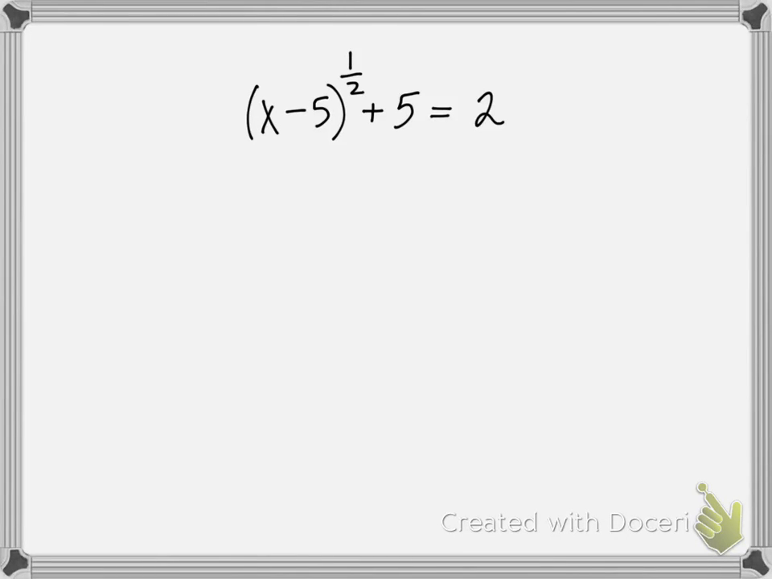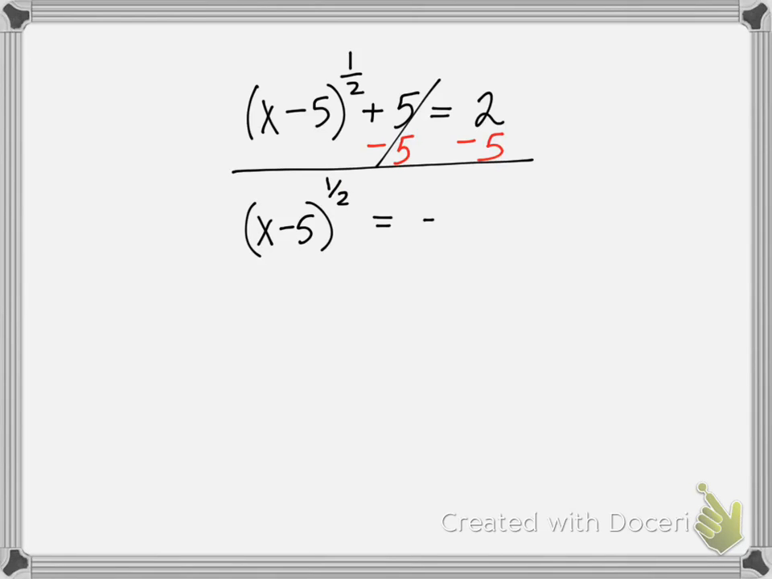This equation can be solved just like solving radical equations, because raising something to the 1/2 is the same thing as taking the square root of it. So to solve a radical equation, the first thing you want to do is isolate the root by subtracting 5 from both sides. So I'm left with (x minus 5) raised to the 1/2, and that's equal to -3. Now we have to get rid of the root.